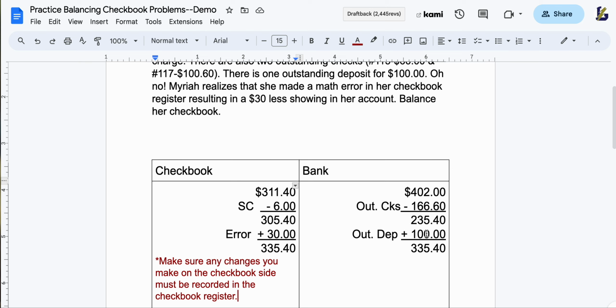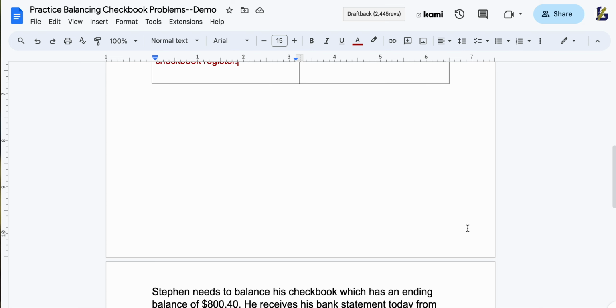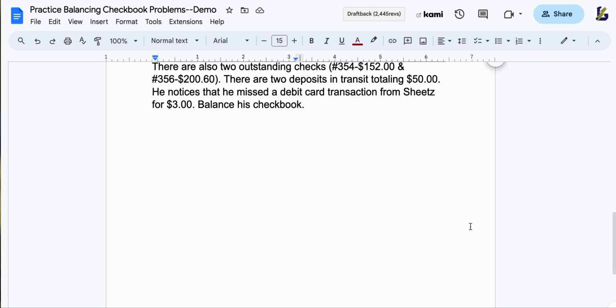Now, what about the bank errors over here? Don't worry about the bank errors. They're going to fix themselves. Outstanding checks and outstanding deposits are going to clear the bank eventually, so don't worry about any of those. There's one more example here.